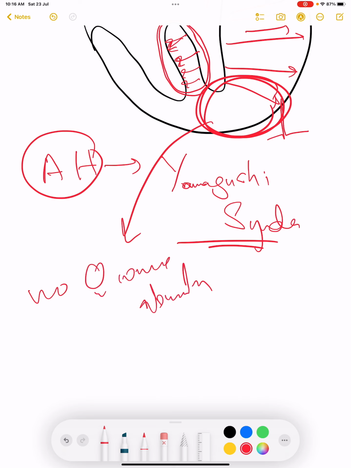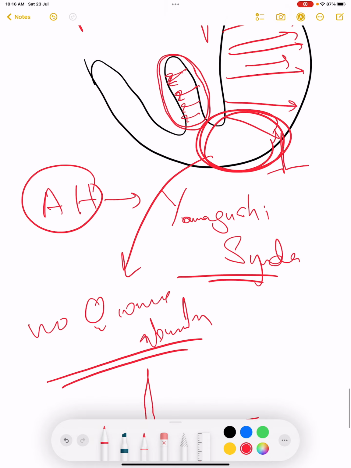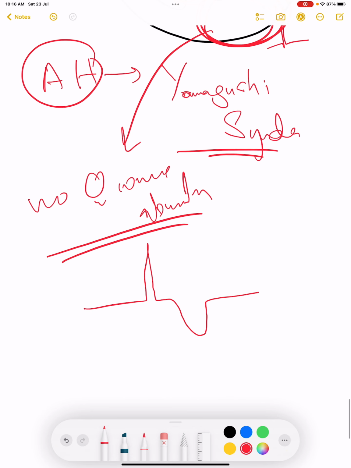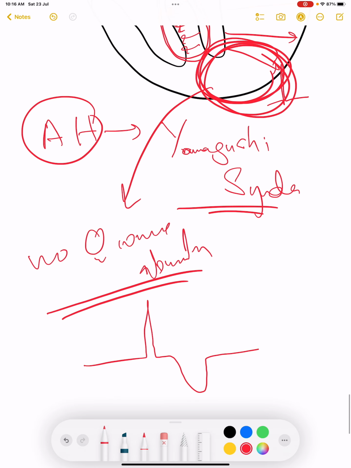Okay, there will be no Q wave abnormality, but the pathognomonic factor in the ECG will be a deep T wave inversion, because there will be a problem in ventricular repolarization because of a huge apex. But because there is no problem in the septum, there will be no problem in the Q waves. So in case of apical hypertrophy there will be a deep T wave inversion.